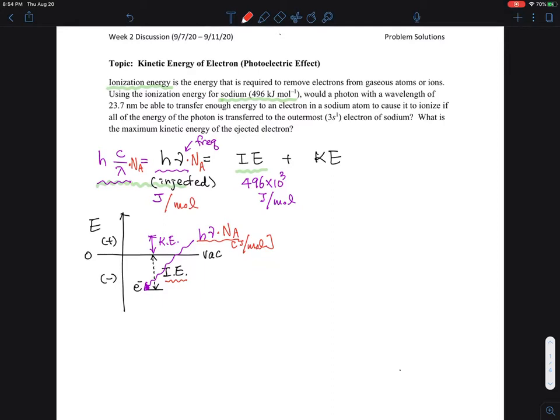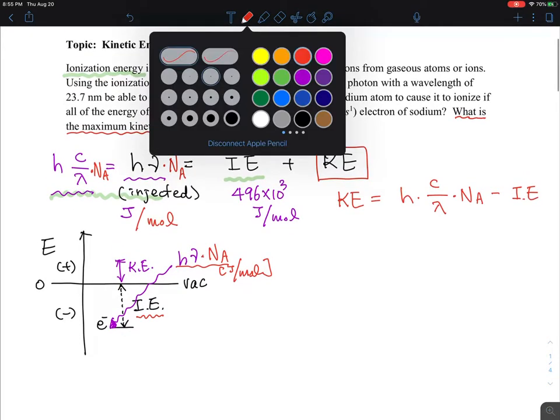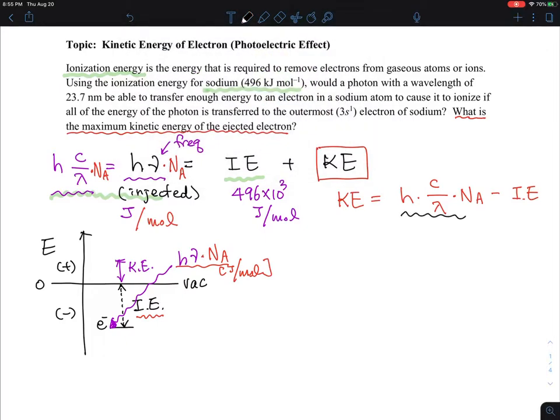Okay, so if you read this problem, what it is saying is: what is the maximum kinetic energy of ejected electrons? This is the question they are asking. So I need to calculate KE, which is now the Planck constant, speed of light, over the wavelength of the light, multiplied by Avogadro's number, that's an energy per mole, minus the ionization energy, which is given in this problem. So I need to calculate those numbers one by one.